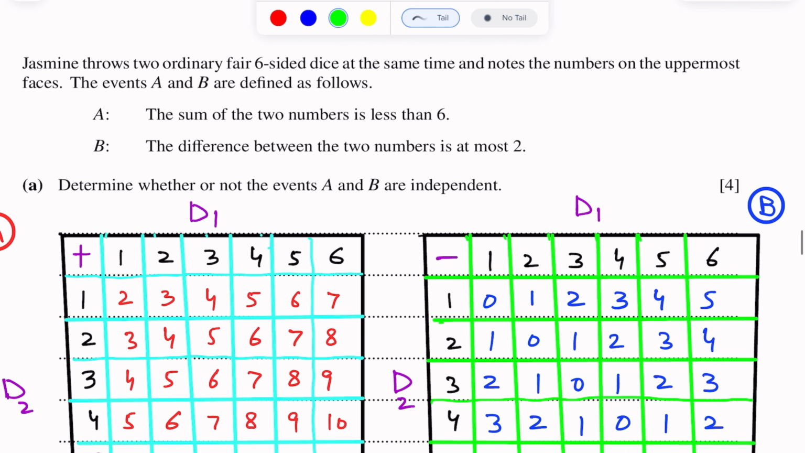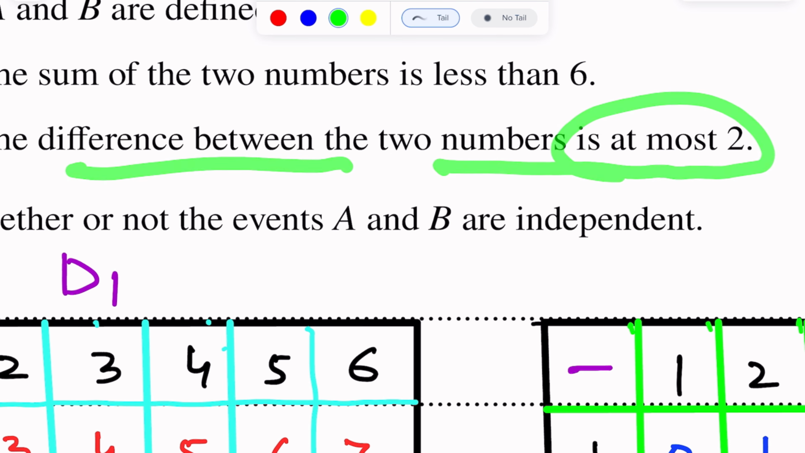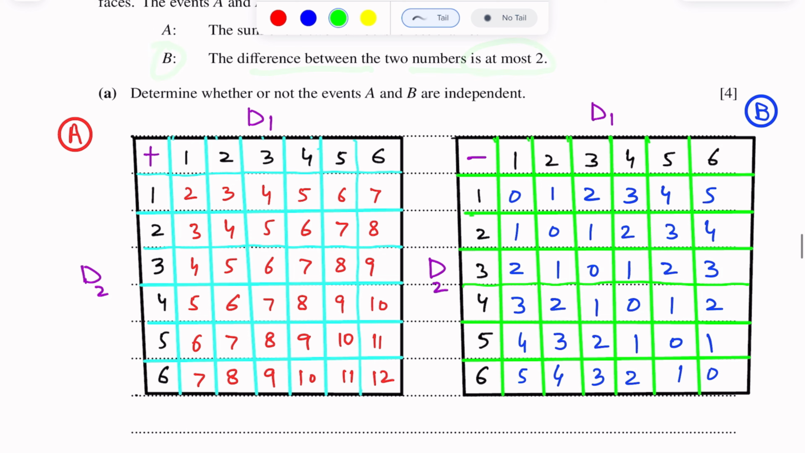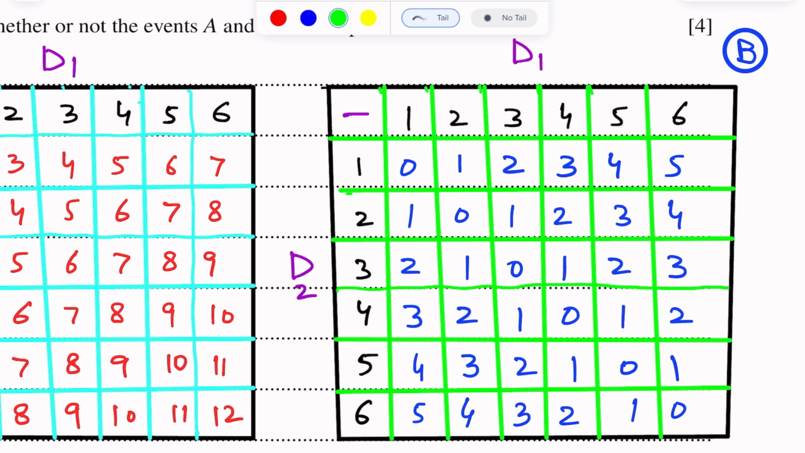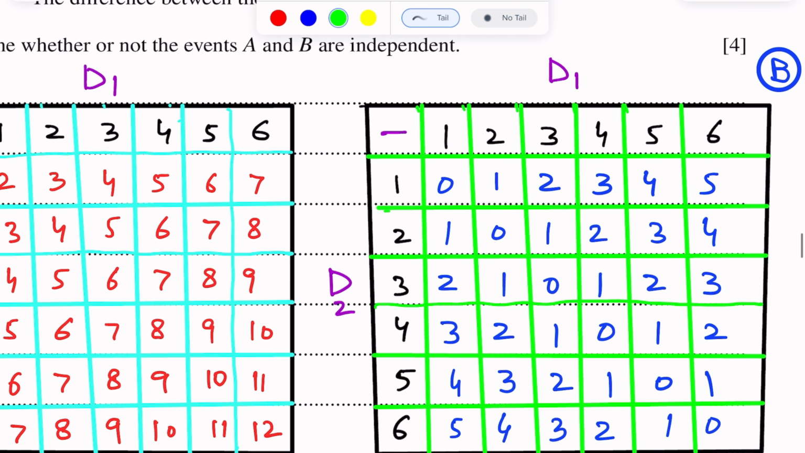In the same way, event B is the difference between the two numbers is at most 2. So, this is die 1, this is die 2. We are making this possibility diagram to have all the possible outcomes. Minus, because we have to subtract the numbers on die 1 and die 2. Die 1: 1, 2, 3, 4, 5, 6. Die 2: 1, 2, 3, 4, 5, 6. Now we will find the difference.